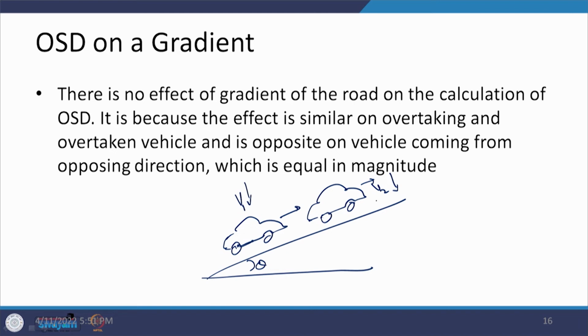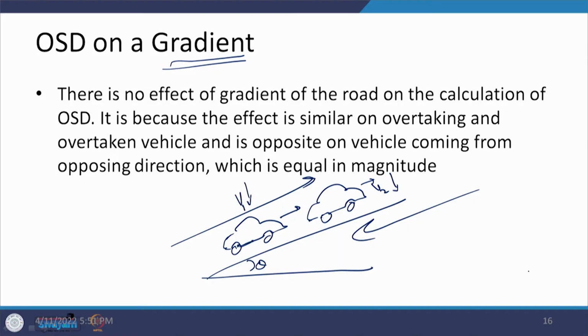So, the effect is similar on those vehicles which are moving in the same direction, but there is a vehicle which is coming from the opposite direction on a downgrade. In that case, the speeds are going to increase because of the effect of the weight and its component working towards the downgrade. But all of these effects are going to be similar, and that is the reason we are not considering the effect of gradients in the case of overtaking sight distances. Whatever overtaking sight distances we have calculated for the leveled condition, we are going to consider that only.